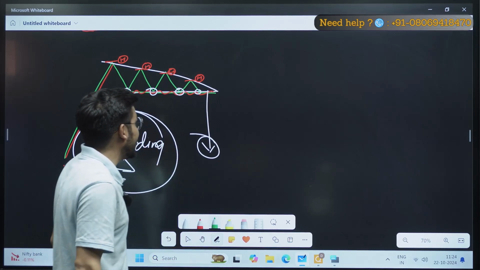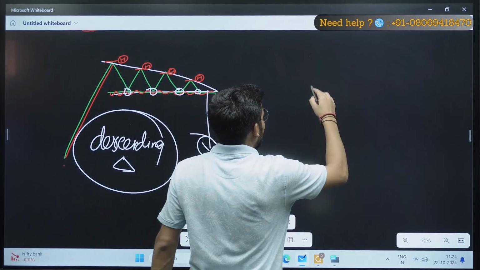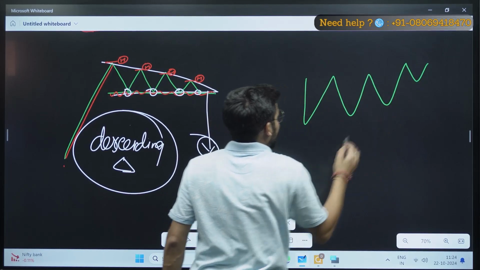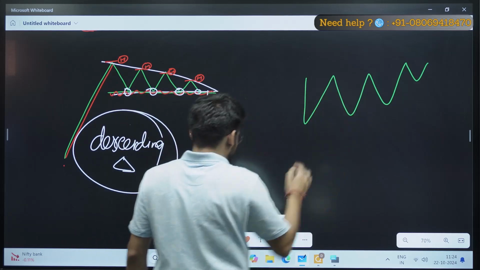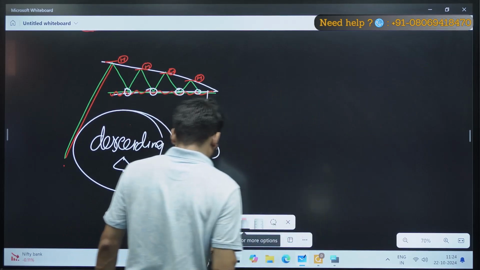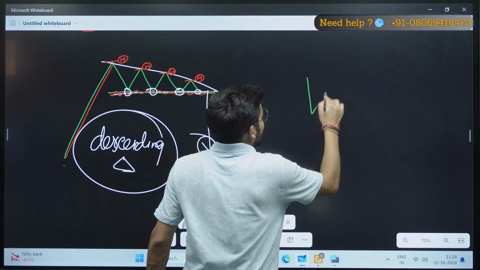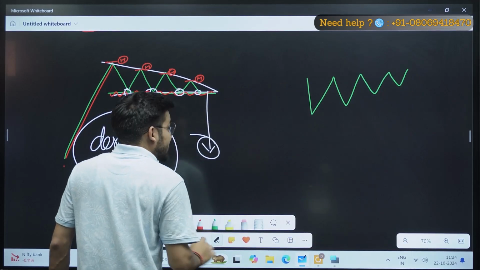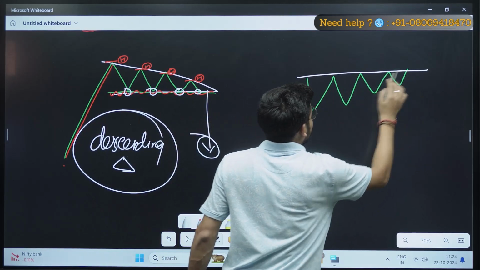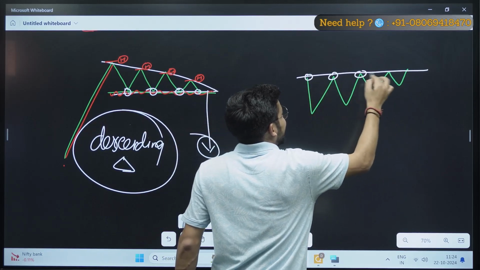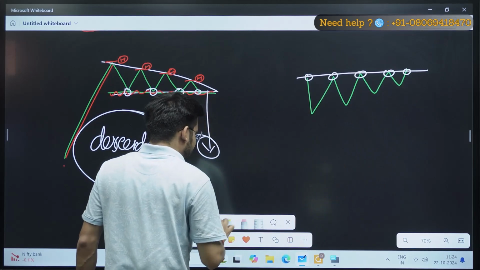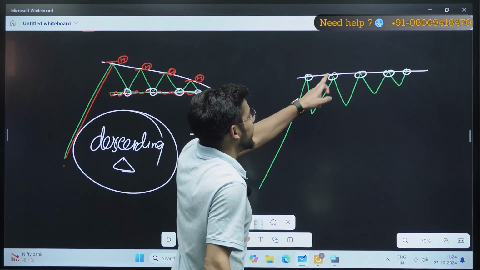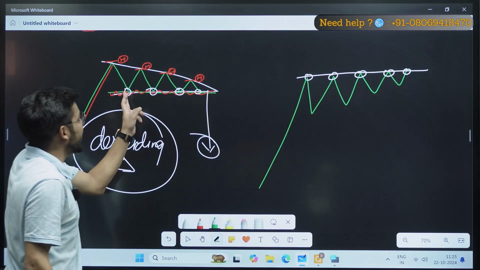So how will the ascending triangle look? It will look somewhat like this, okay? I don't think I have drawn it properly, so let me draw it properly for you. It will somehow look like this. What we have analyzed here is that there is a resistance that is getting tested so many times here, and like this. So there was a resistance that was getting tested many times. In this condition we had a support here.